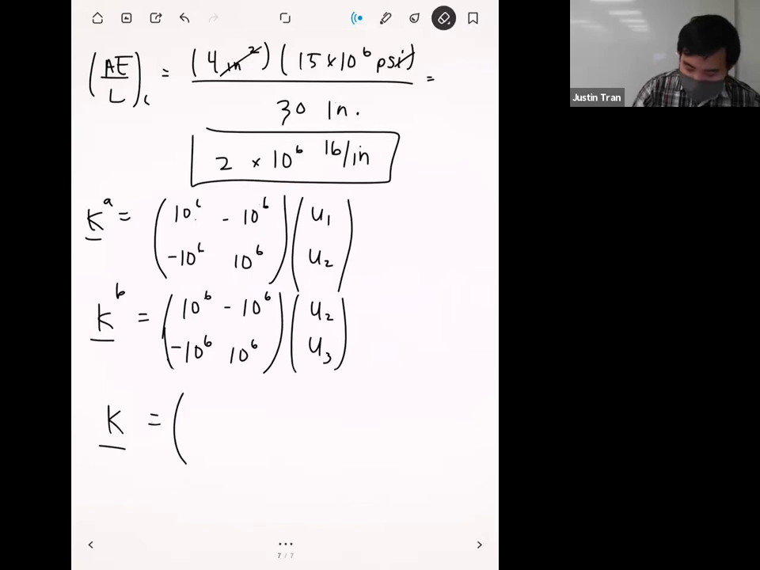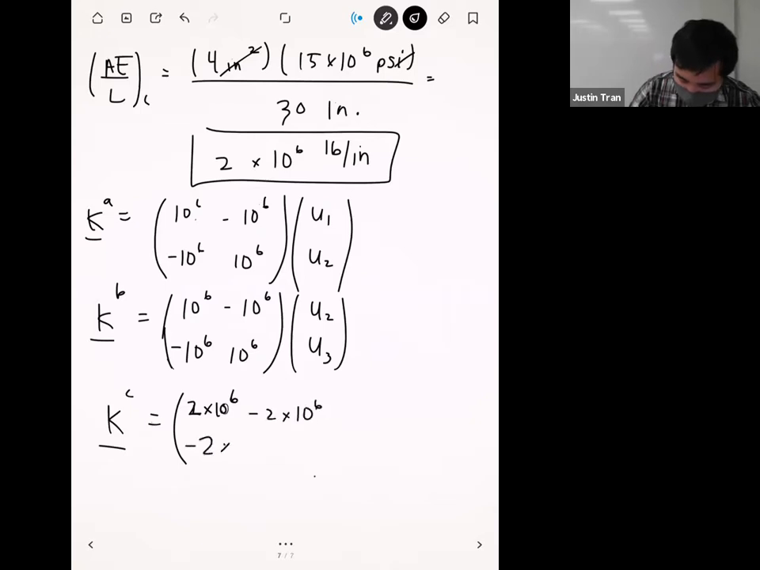The element stiffness matrix for element C is going to be 2 times 10 to the 6, minus 2 times 10 to the 6, minus 2 times 10 to the 6, and then 2 times 10 to the 6. For element C, we're acting on nodes 3 and 4.